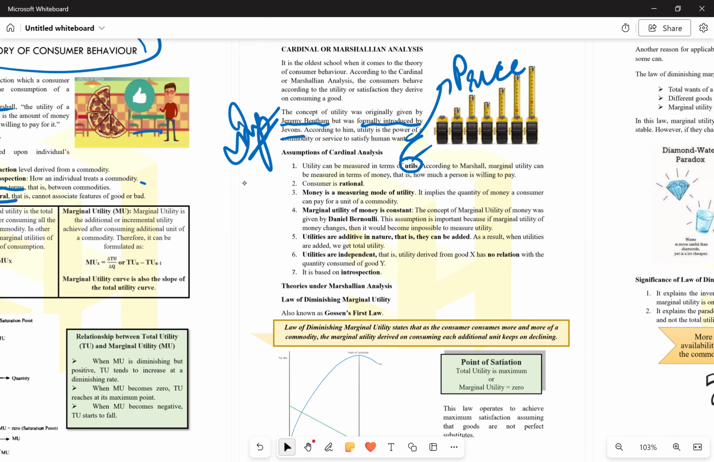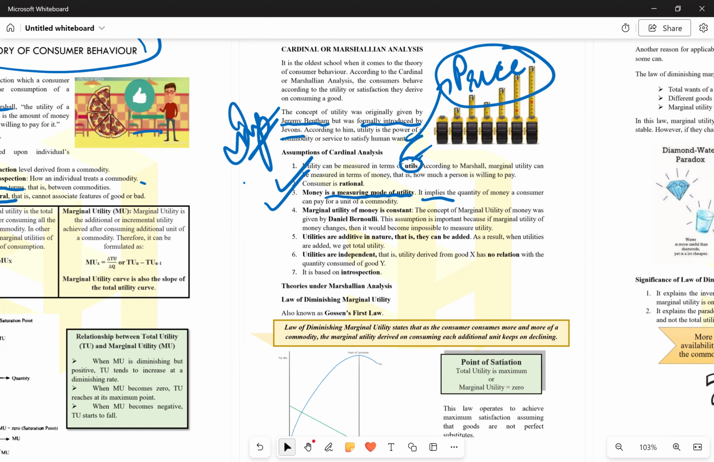Okay. The second is that a consumer is rational. He will take a sensible decision. He will not go in for an irrational kind of behavior. Then, money is the measuring rod of utility. As I said, the price a consumer is willing to pay will determine the satisfaction level. That is why money is a measuring rod of utility, and money plays a very important role.